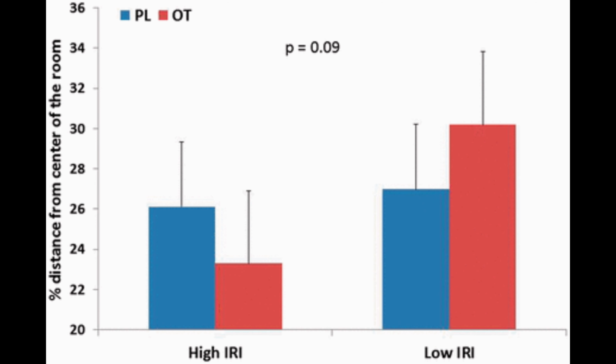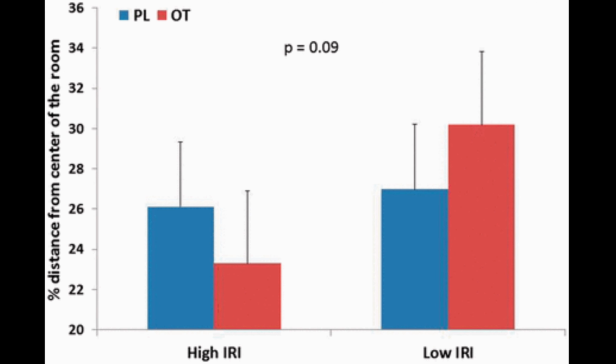This is obvious as the high empathy group allowed the figures to get even closer to them after receiving oxytocin, which is shown by the lower bar, and the low empathy group wanted the figures to be further away from them after receiving oxytocin, which is shown by the higher bar.